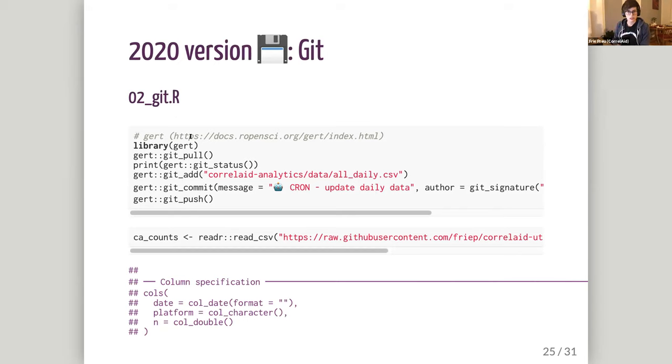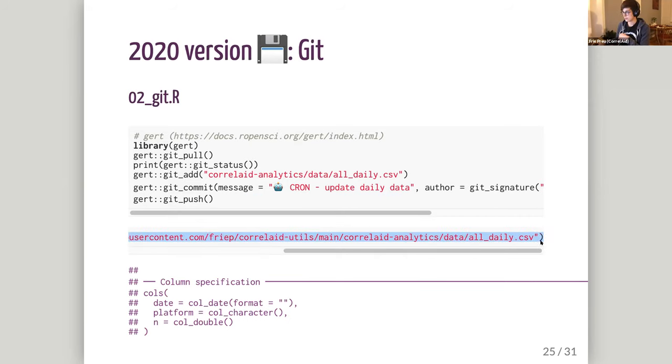Regarding the storage, I said that I use Git for storing the data now, so no database is needed. Because on the Raspberry Pi I don't have access to RStudio, I used the gert package. There's also git2r, which is the older one. I found that it didn't work so well with authentication, and gert works quite nicely. So it's git pull, git add, git commit, git push. And then this is the command to read the data from GitHub.